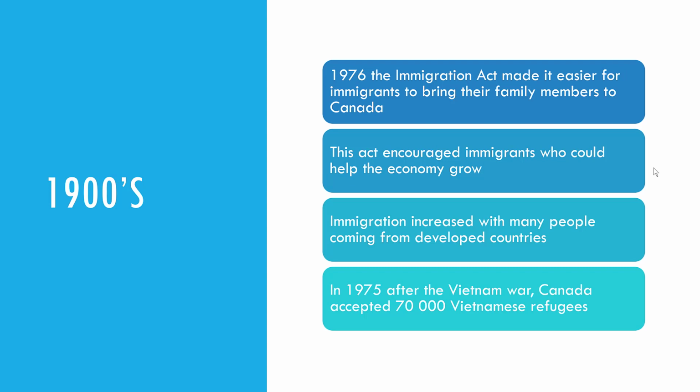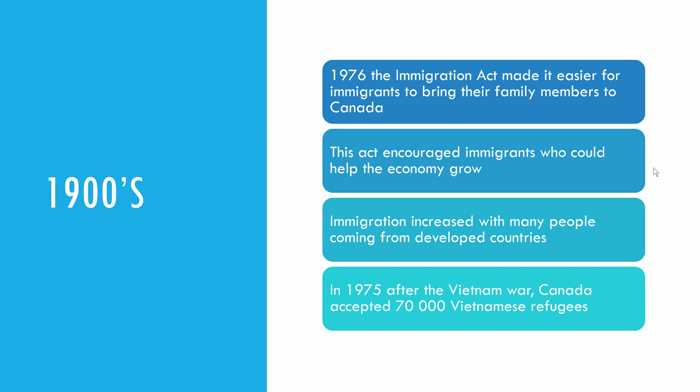Okay, so then in the 1900s, in 1976, the Immigration Act made it easier for immigrants to bring their family members to Canada. So people from different countries were able to come, not alone, not just for work, but to live. This act encouraged immigrants who could help the economy grow, which means people who would do businesses, or they were doctors, or they had some other skills, and they were able to bring new things to the economy and help the Canadian economy grow.